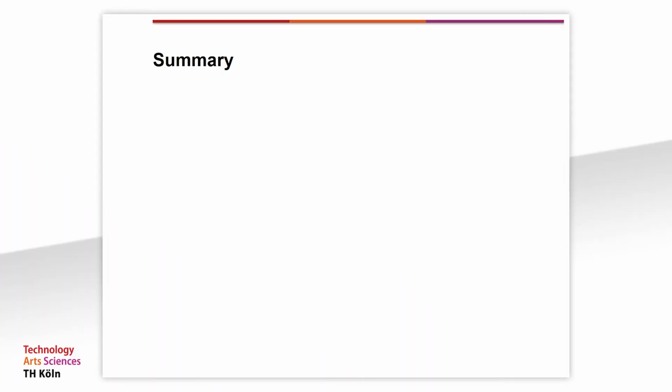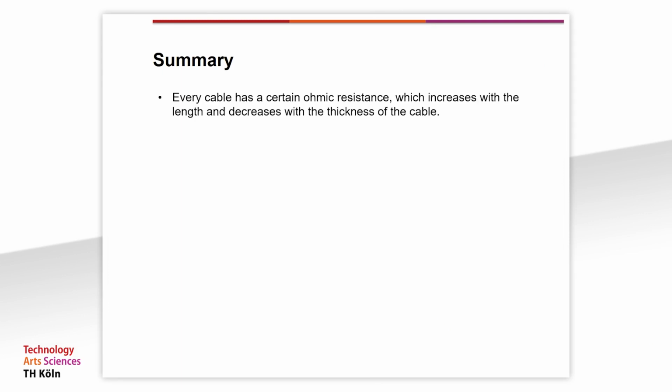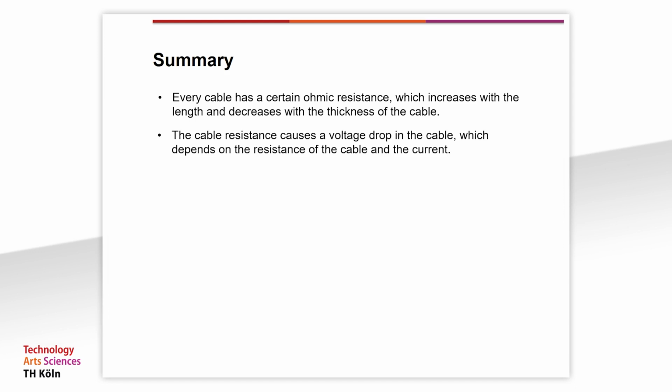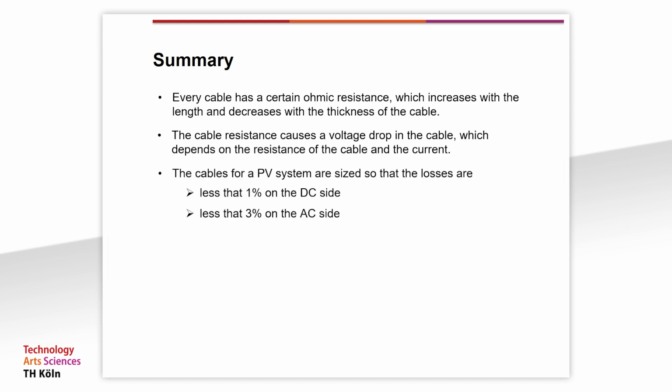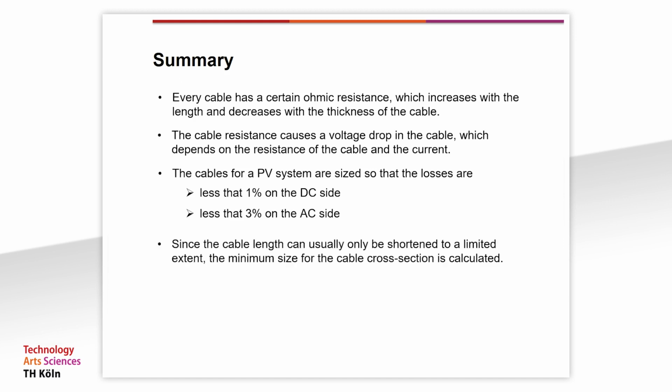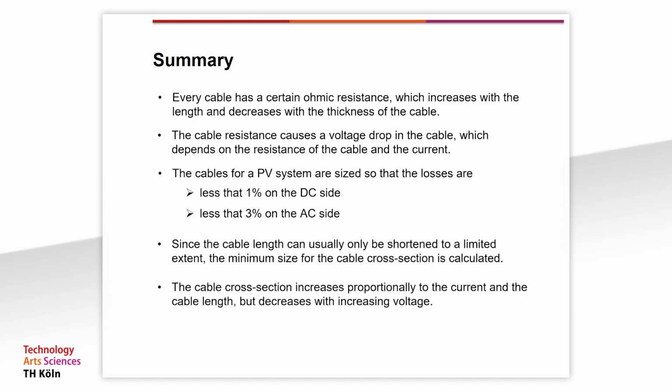Let's summarize this unit. We have learned that every cable has a certain ohmic resistance, which is greater the longer and the thinner the cable is. The resistance causes a voltage drop in the cable, which depends on the resistance of the cable and the current. The cables for PV systems are designed so that the losses on the DC side are less than 1% and on the AC side less than 3% of the transported power. Since the cable lengths can usually be shortened only to a limited extent, the minimum size for the cable cross-section is usually calculated. The cable cross-section increases proportionally to the current and the cable length, but decreases with the increasing voltage.